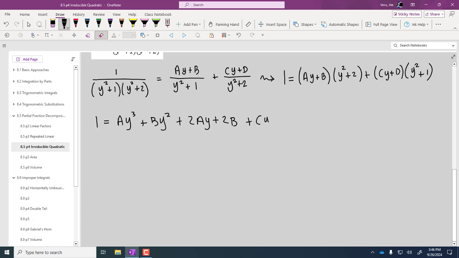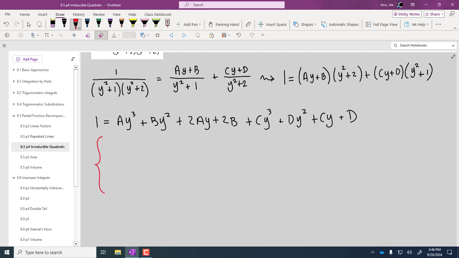plus cy cubed plus dy squared plus cy plus d. So there is our lovely PFD equation. How many equations are we going to need? 4 unknowns, A, B, C, D, so 4 equations.